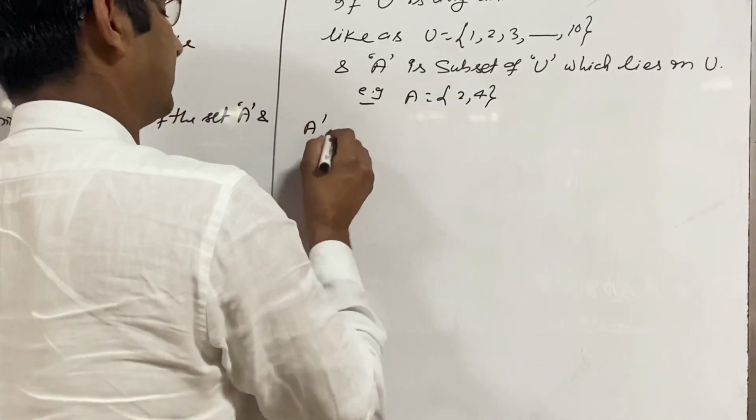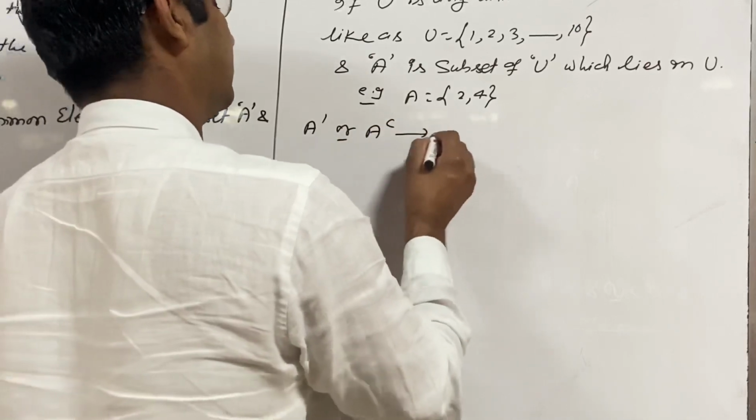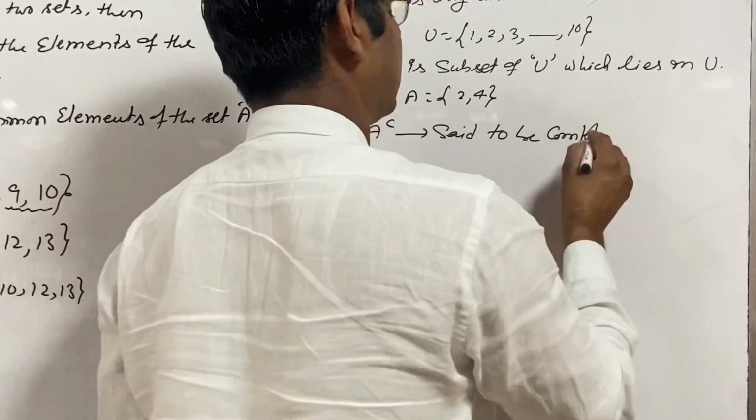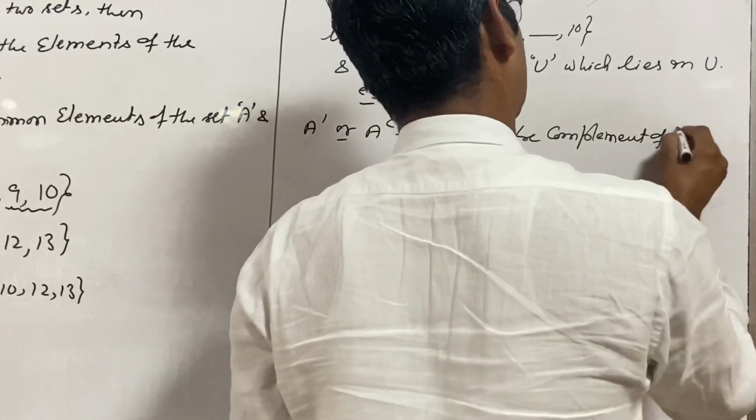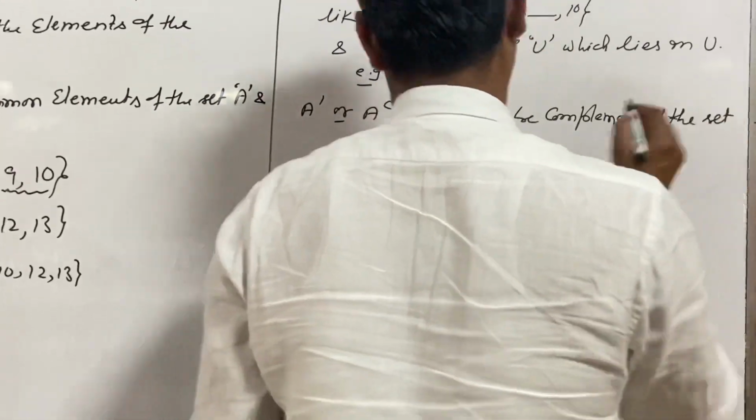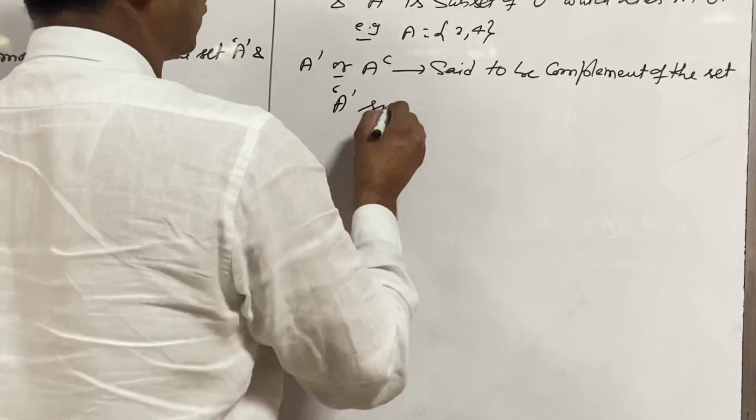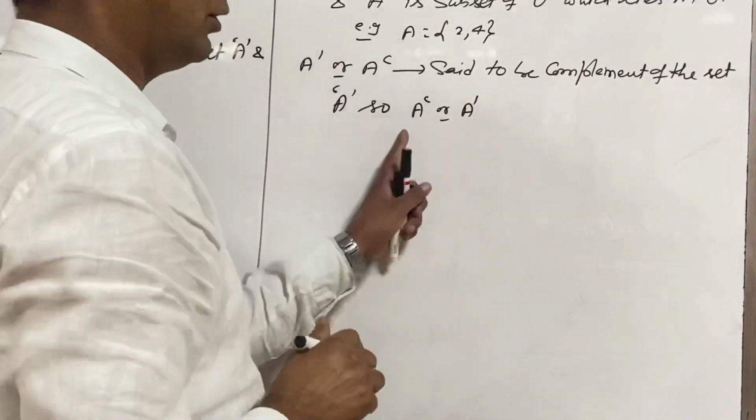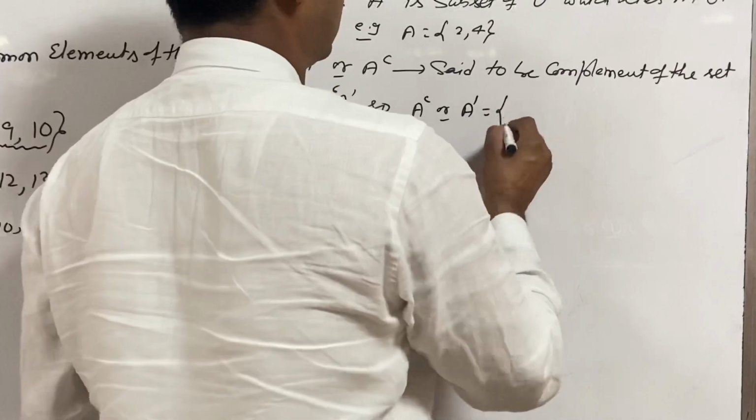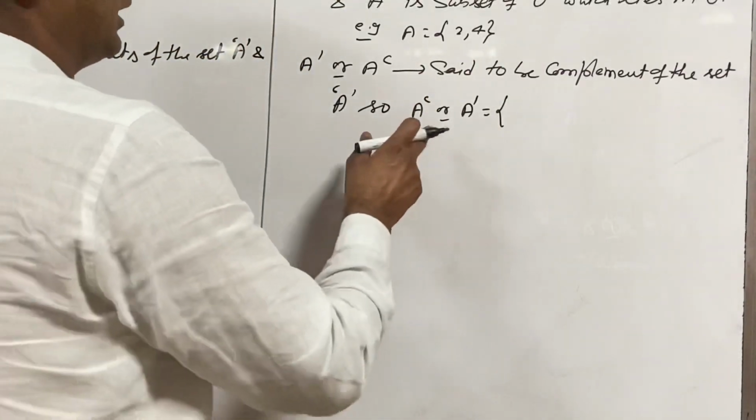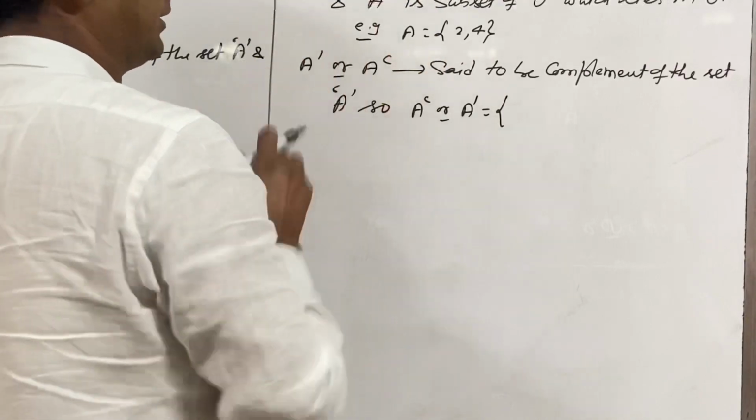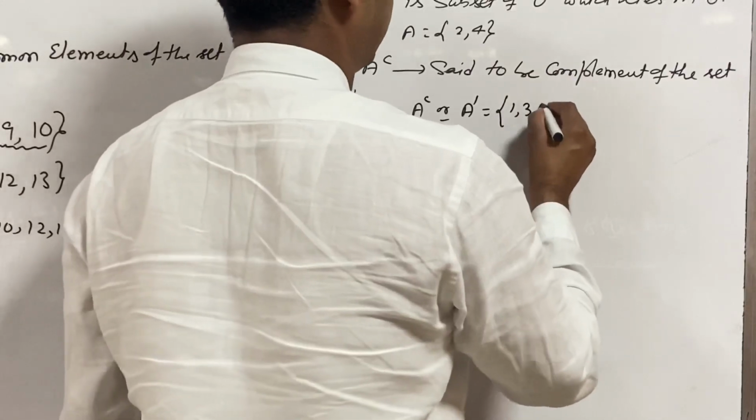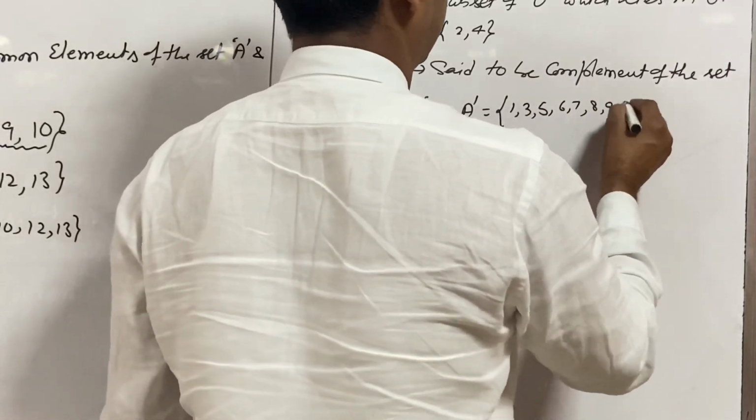Then A complement, A dash or A raised to the power C, is said to be the complement of the set A. So A complement, denoted by either A dash or A raised power C, will be equal to: this contains all the elements of the set U except the elements of the set A. A के एलिमेंट को छोड़ के बाकी सारे U के एलिमेंट 1, 3, 5, 6, 7, 8, 9, 10.